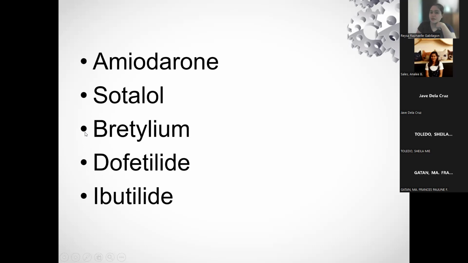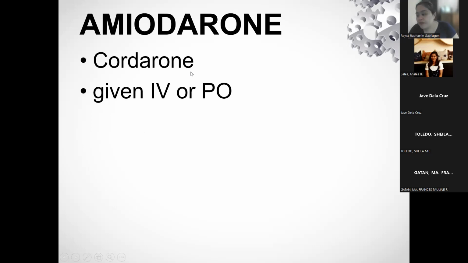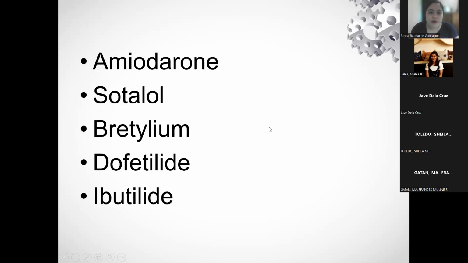This bretylium, which I already mentioned to you, is one of the drugs that inhibits the release of norepinephrine from the adrenergic neuron. You're going to review your notes about that. You can see that bretylium is there. Okay, so let us discuss them one by one.